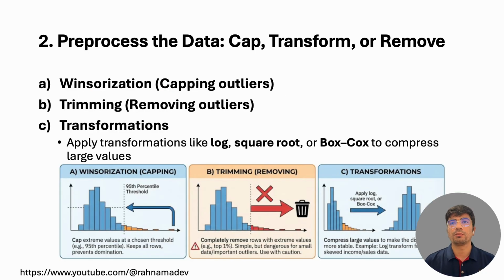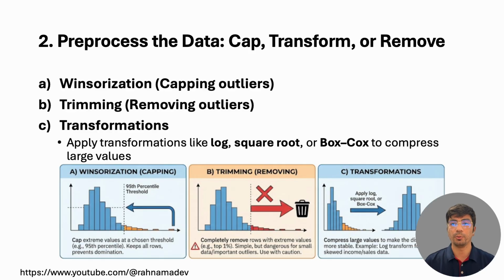Second way, handle outliers during data preprocessing. Here are three common techniques. A. Winsorization, capping outliers. Instead of deleting extreme values, you cap them at a chosen threshold. For example, values above the 95th percentile are set to the 95th percentile. This keeps all rows in your dataset but prevents a few crazy numbers from dominating.